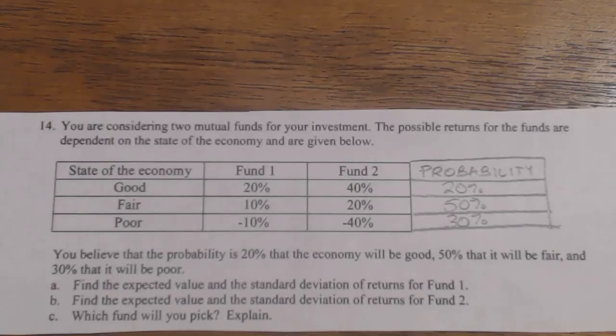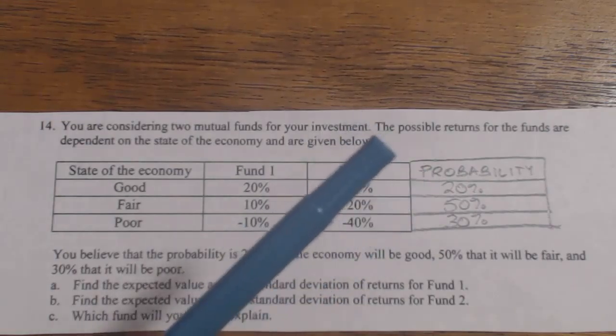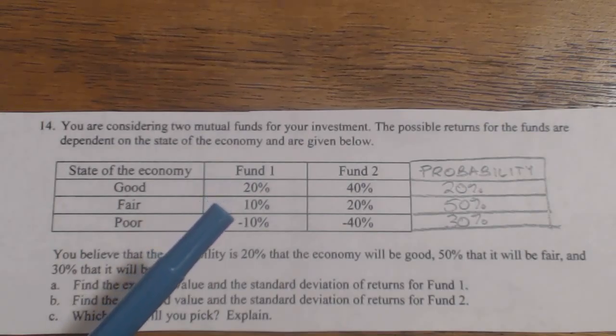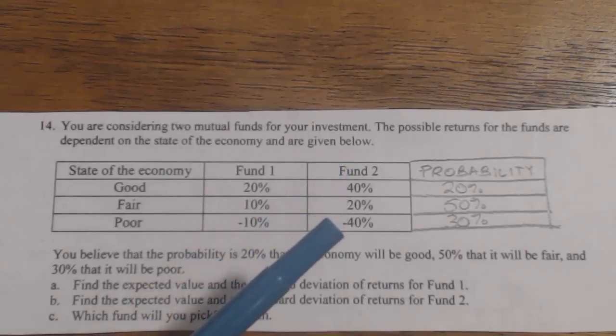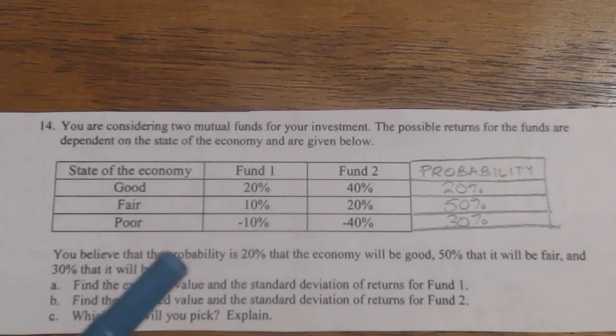Okay, this is page 68, problem number 14. It says you're considering two mutual funds for investment. The possible returns for the fund are dependent on the state of the economy and given below. So fund number one, if it's a good economy, 20% is possible. Fair economy, 10%, poor, -10, and then 40, 20, and -40 for fund number two.